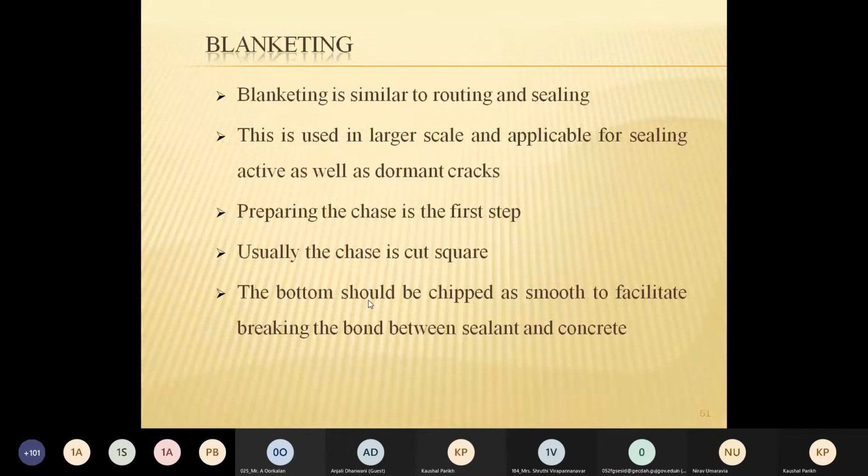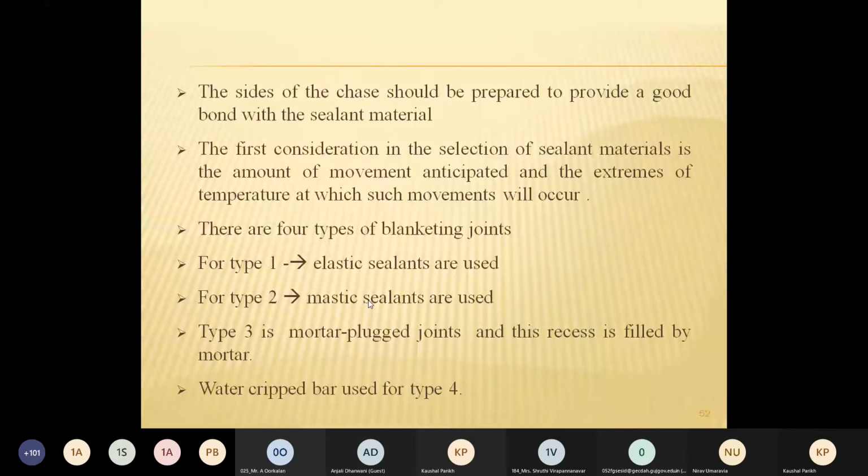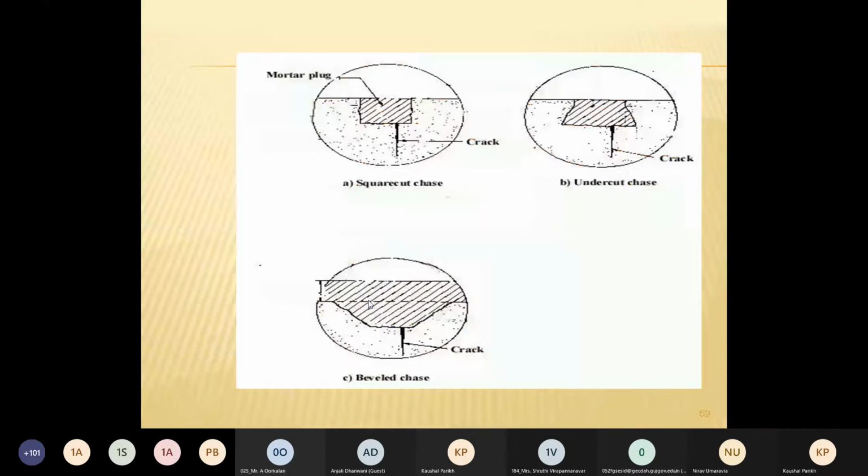Here, the first step is to carry out the routing, that is, making the chase. Usually, this chase is cut in a square shape instead of the V groove that we made in the case of routing and sealing. The bottom should be chipped smooth to facilitate breaking the bond between the sealant and concrete. If you see the figure here, it should be a square chase instead of a V groove.